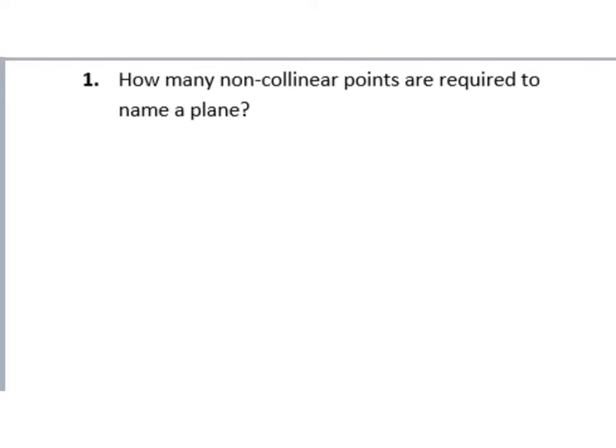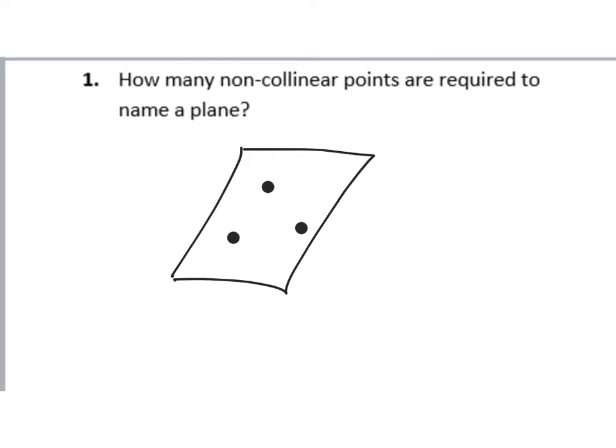Number 1, how many non-collinear points are required to name a plane? Remember, a plane is a flat surface. In order to name a plane, you need not 1, not 2, but 3 non-collinear points. So if I knew this was point A, this was point B, and this was point C, I'd have plane ABC.